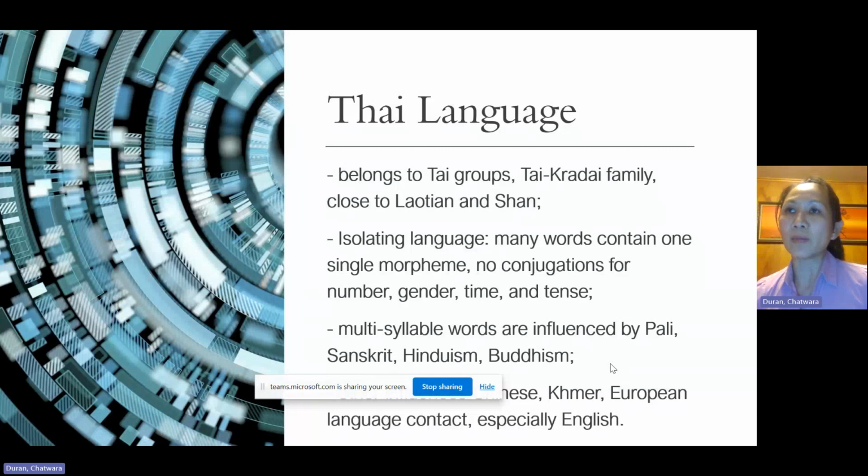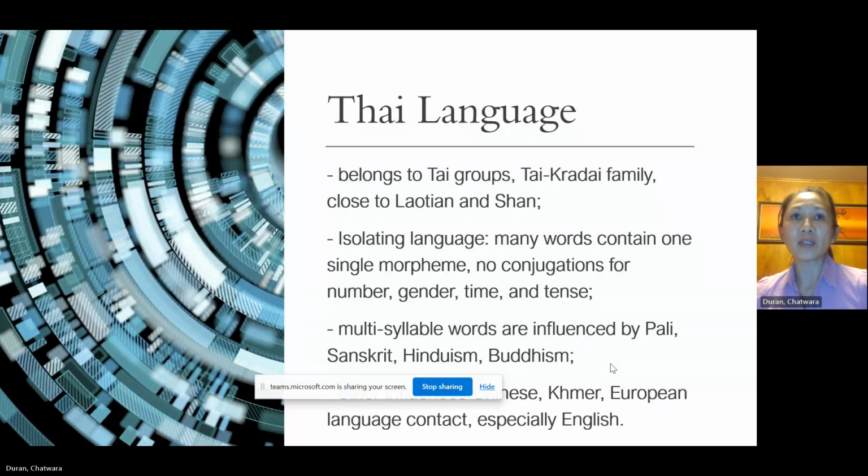The Thai language belongs to the Tai-Kadai family, and is very, very similar to Laotian and Shan. It's one of those isolating languages, and that doesn't mean that it's on an island or is not in contact with other languages in any way. It just means that it's a language that contains lots and lots of words that have one single morpheme. Okay, so morpheme here, we talked about it at the beginning of the class.